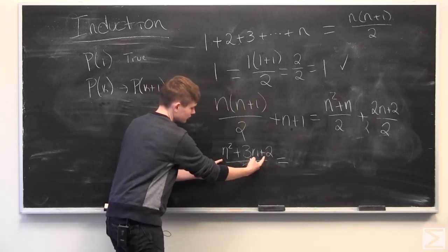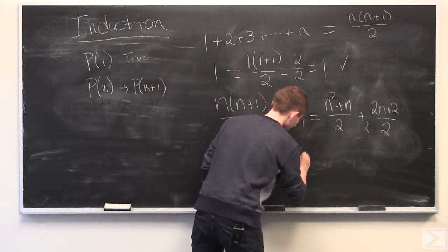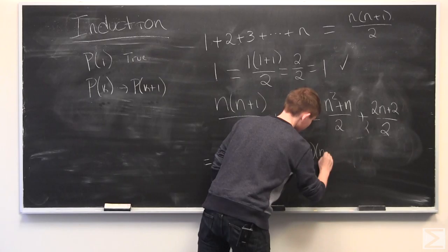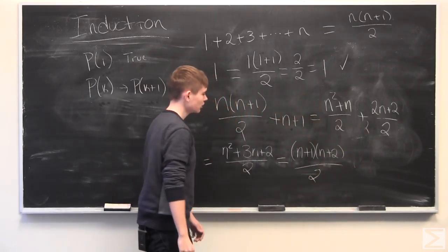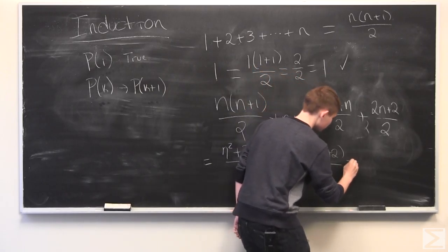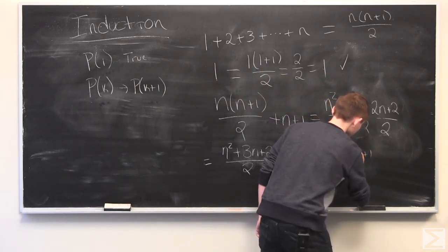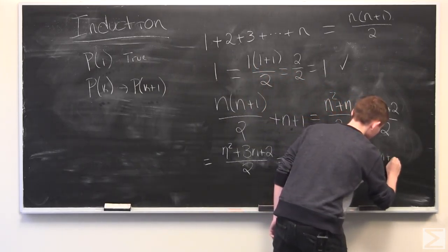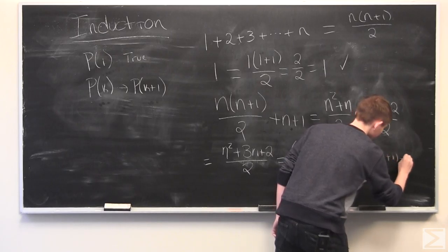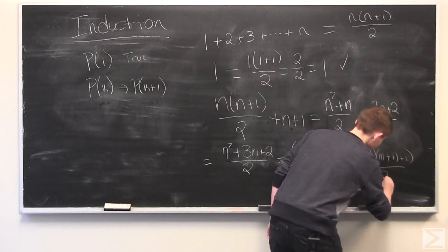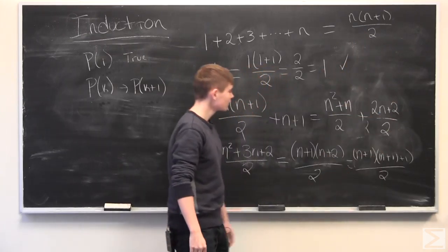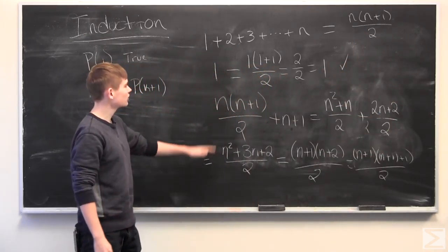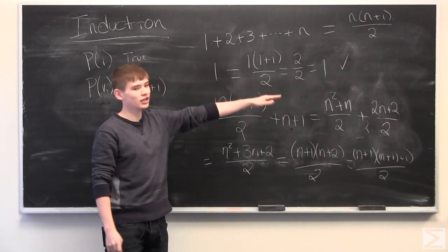And then we can factor out this top part, and we get n plus 1 times n plus 2 over 2, which is just n plus 1 times n plus 1 plus 1 over 2, which is the n plus 1th case. And therefore, we've shown that this formula is true for any natural number.